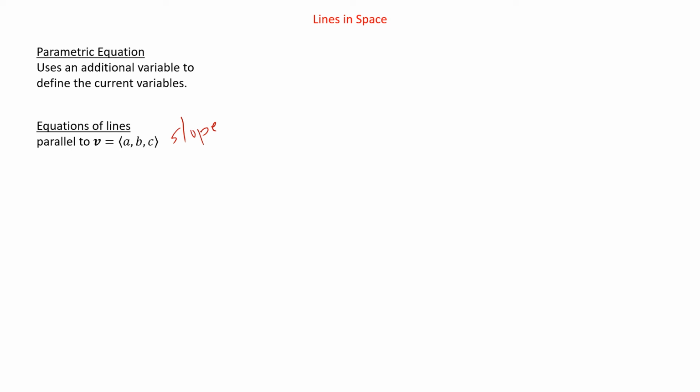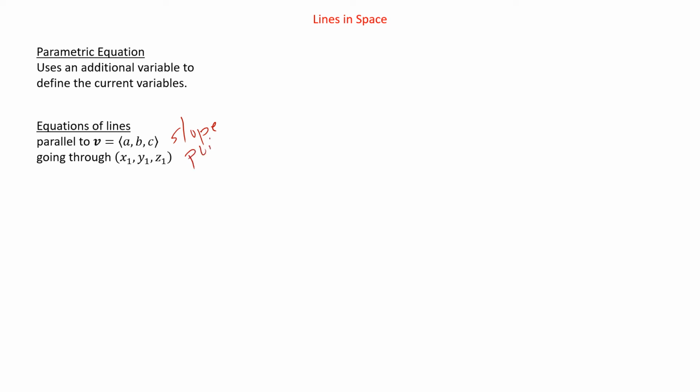And for a point, there's x1, y1, z1, as opposed to the variables x, y, and z that we will see. So this x1, y1, z1 is similar to the point in a line where we have x1 and y1.